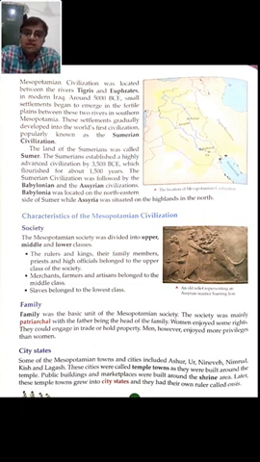Then these settlements gradually developed into the first civilization, popularly known as the Sumerian civilization. The land of the Sumerians was called Sumer. The Sumerians established a highly advanced civilization by 3500 BCE, which flourished for about 1500 years. The Sumerian civilization was followed by the Babylonian and the Assyrian civilization. Babylonia was located on the northeastern side of Sumer, while Assyria was situated on the highlands in the north.